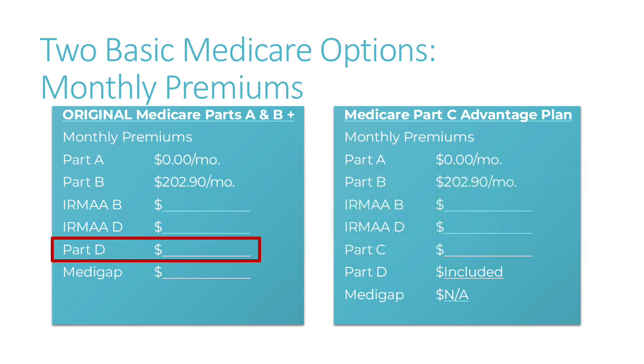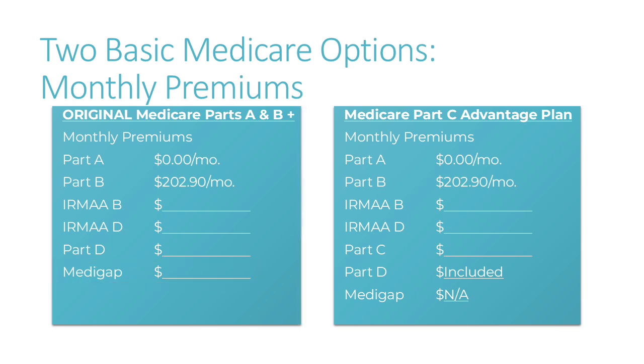Next, Medicare Part D standalone prescription drug plan premiums. Monthly premiums vary by plan and insurance company. Finally, monthly premiums for Medicare supplements or Medigap plans. Monthly premiums vary by a person's age, plan type, and insurance company.